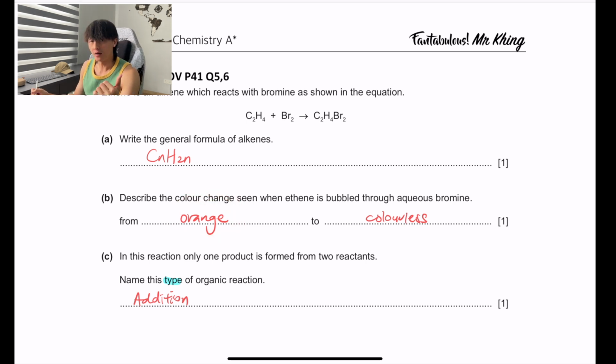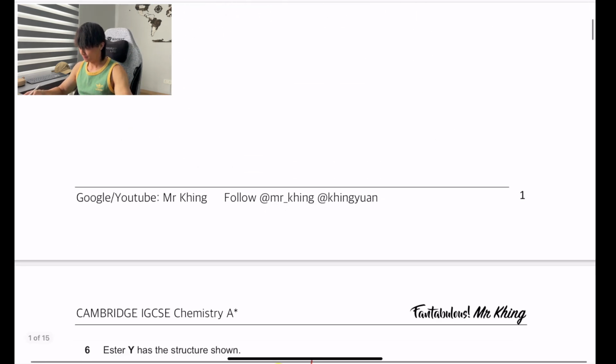So orange to colorless shows that there is an addition reaction. And what is this type of organic reaction? Addition reaction. Then next.